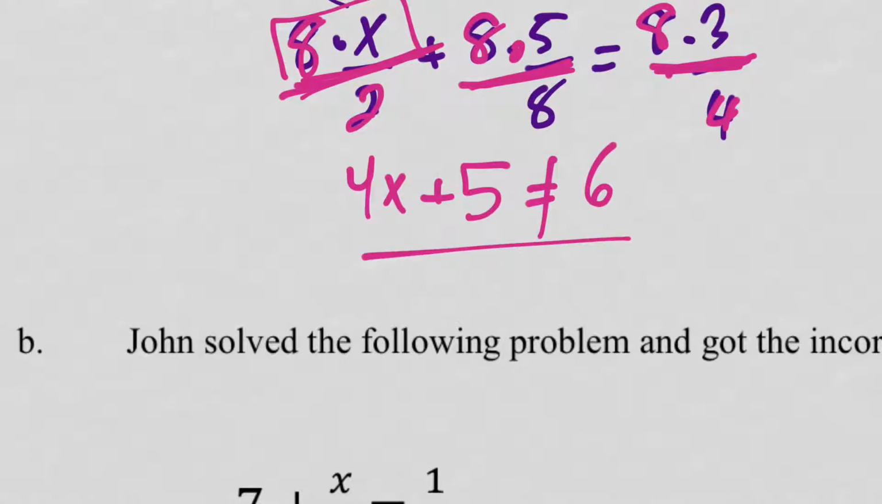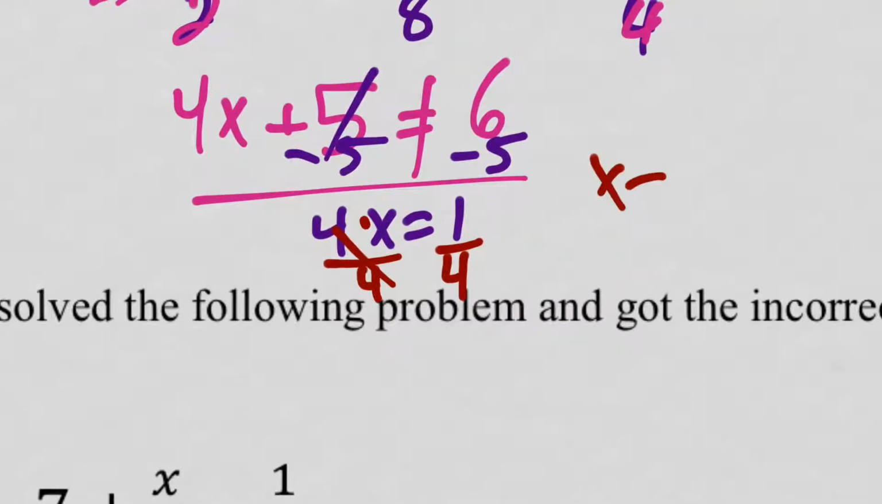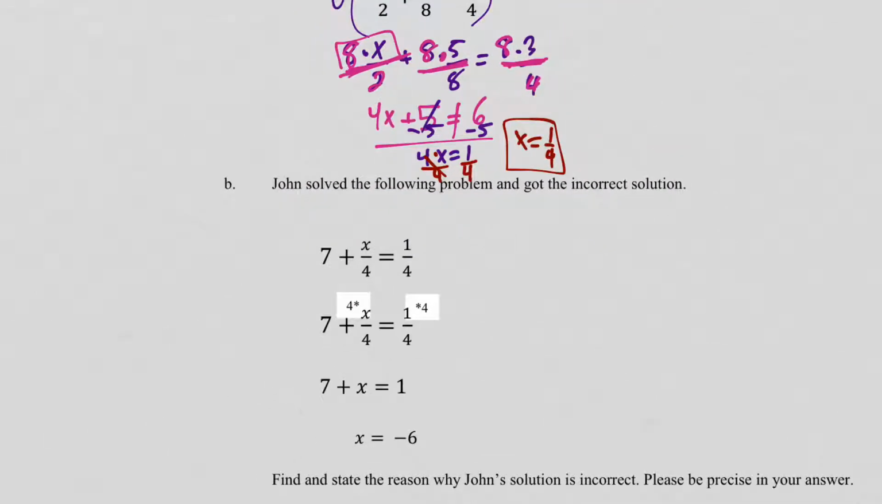Now I can easily solve for x by subtracting 5 from both sides of my equation, and I get 4x equals 1. 4x means 4 times x. I don't want 4x, I just want x. So if I divide by 4, I get x equals 1/4. I can't divide 1 by 4, so I just rewrite it.